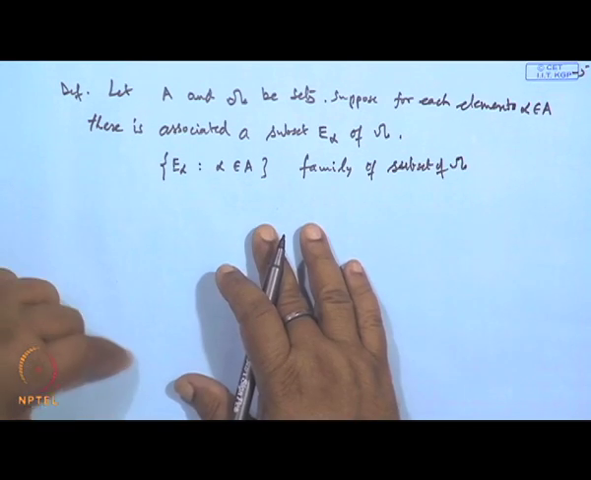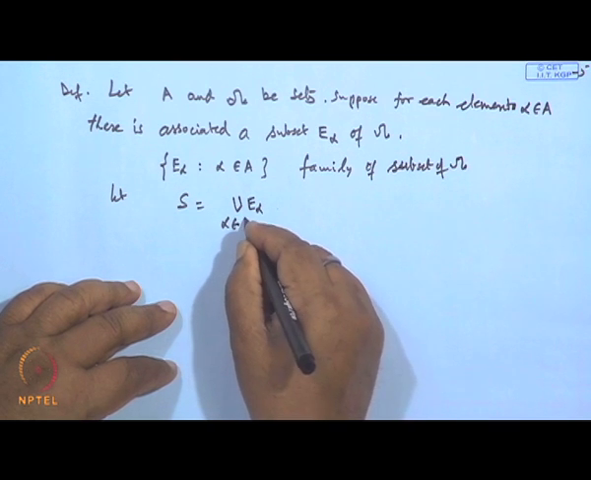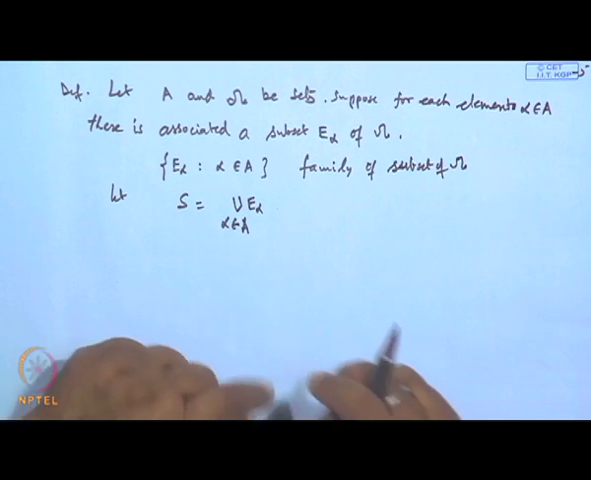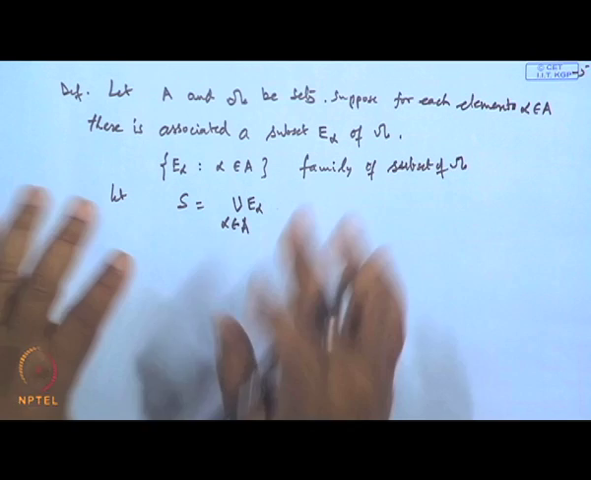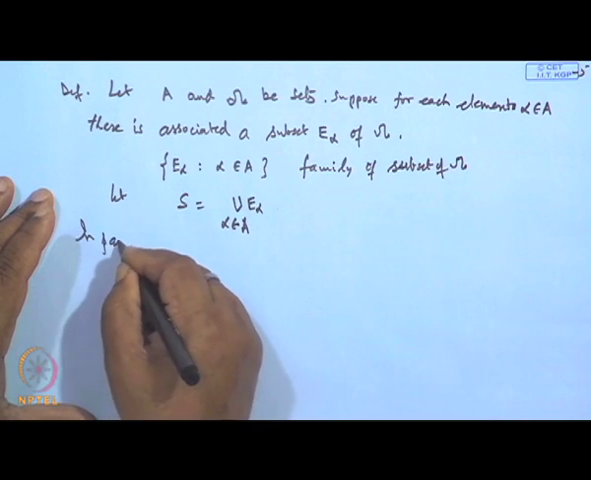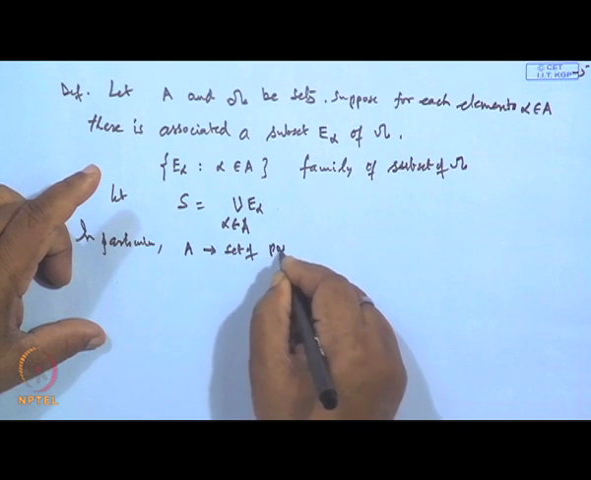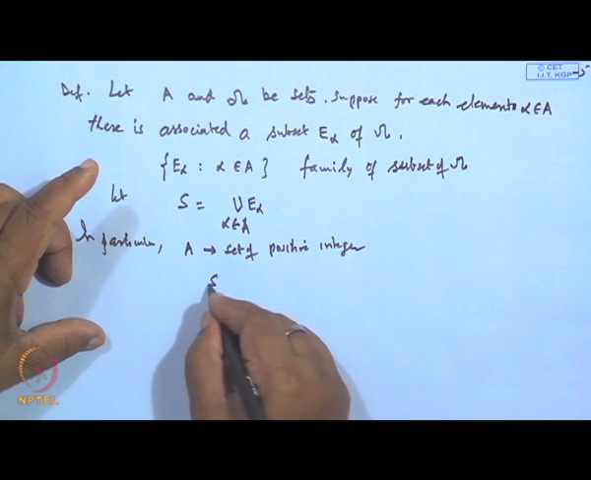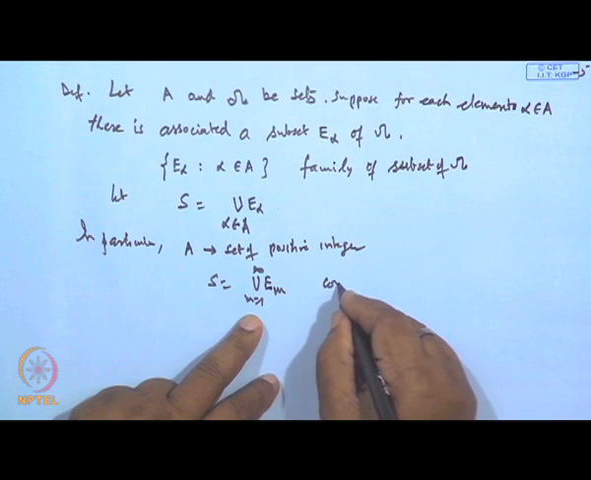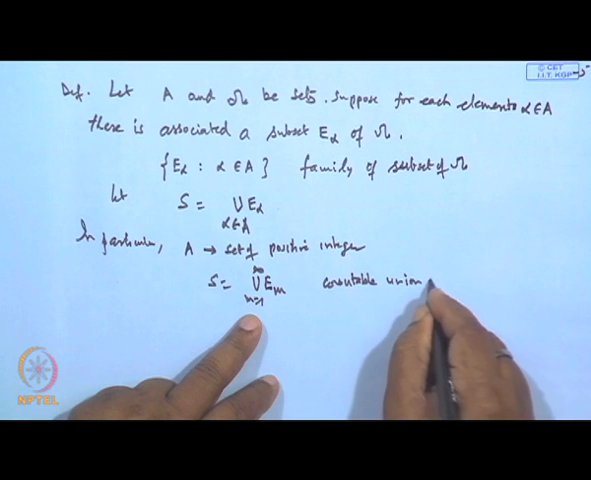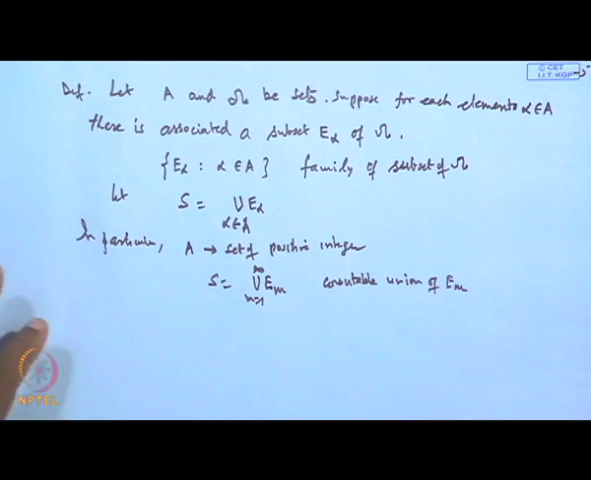Now, if we take S as the union of E_alpha where alpha belongs to A, then any element belonging to this will be in at least one E_alpha. So, for at least one alpha we used it. Okay. And in particular, when A is the set of positive integers, then S becomes the union of E_m, m is 1 to infinity, and this we say is a countable union of E_m's. Similarly, for the intersection also we can introduce this. So, this will be needed, so we can just define.